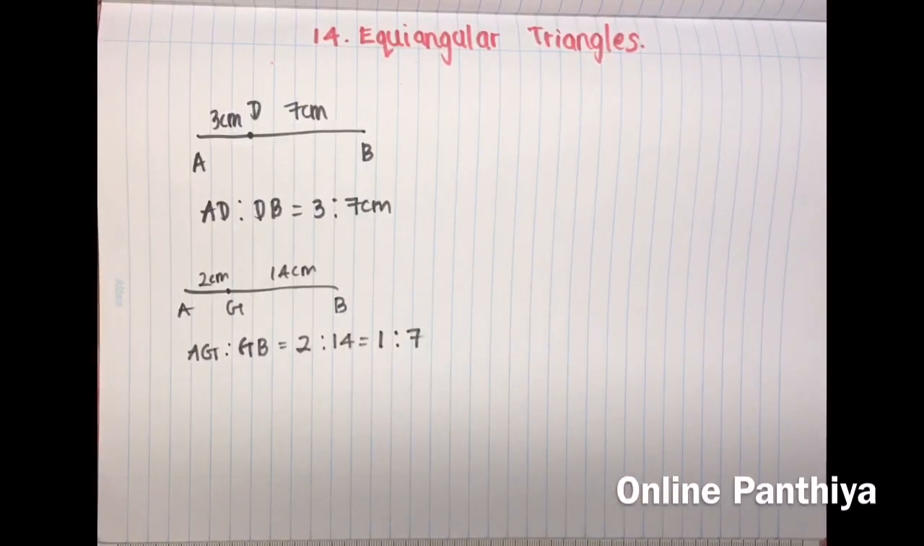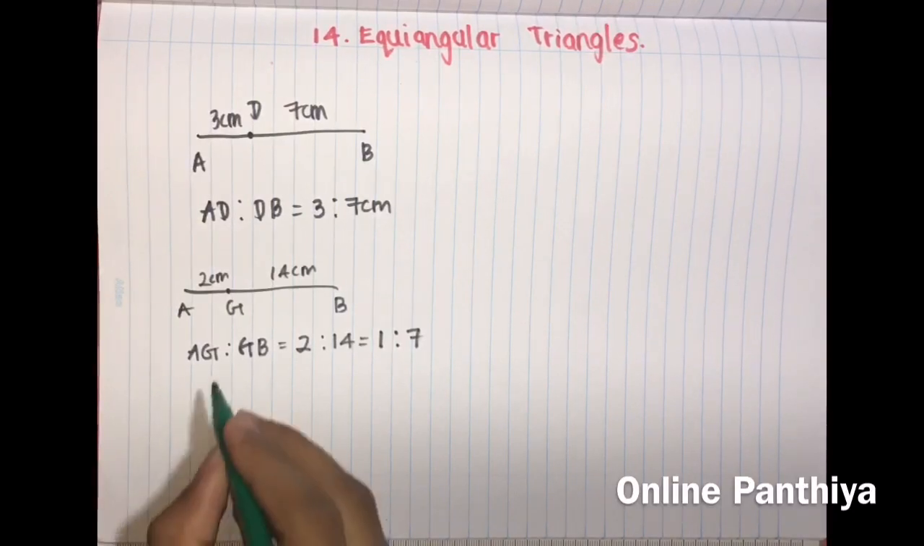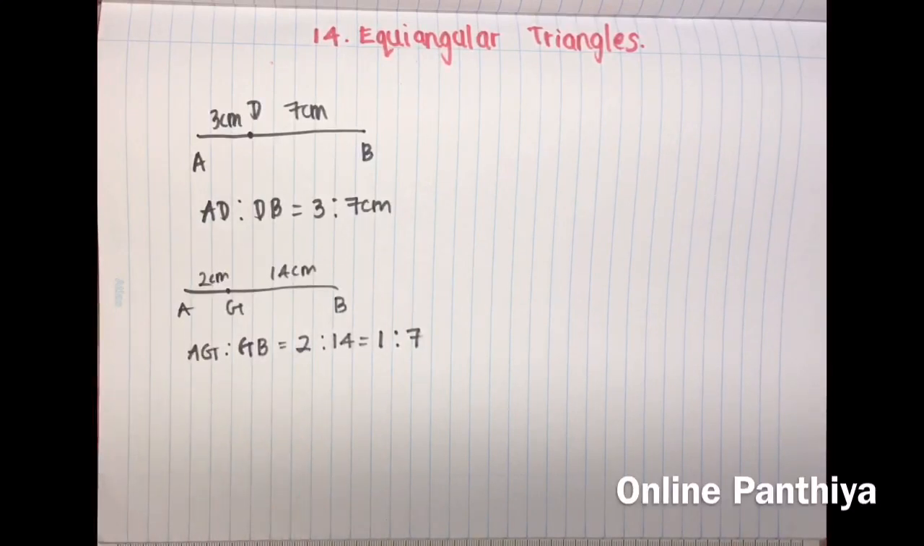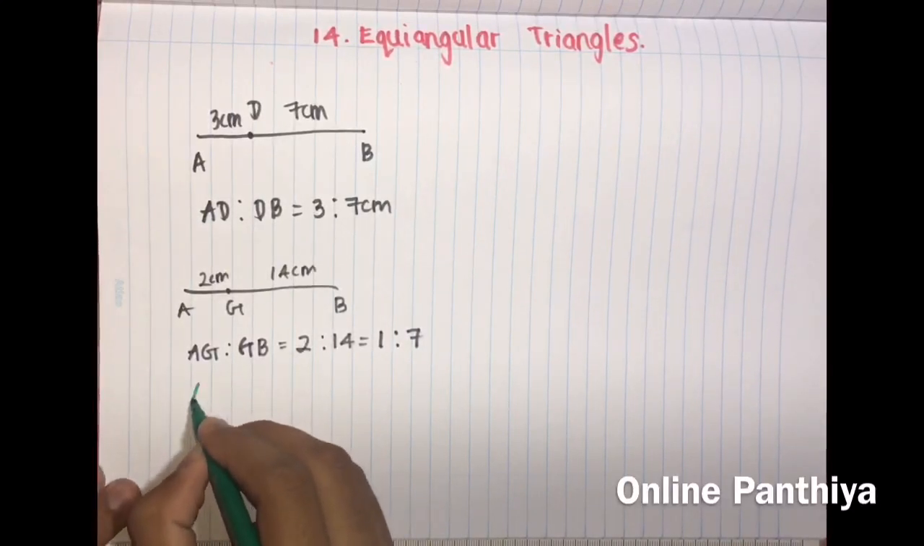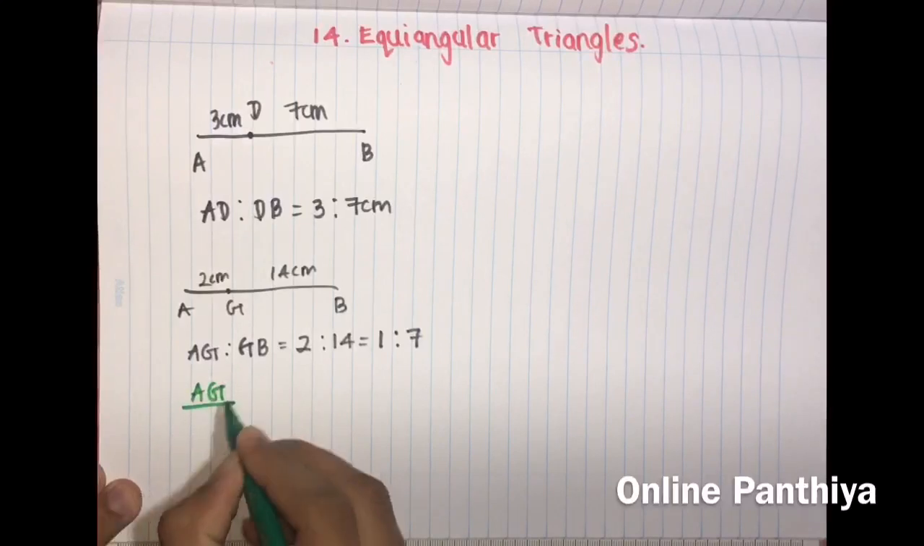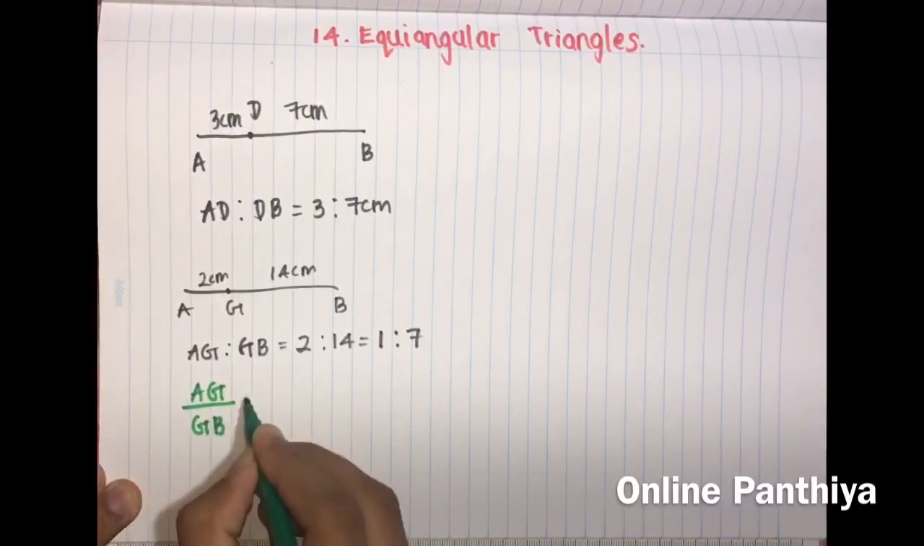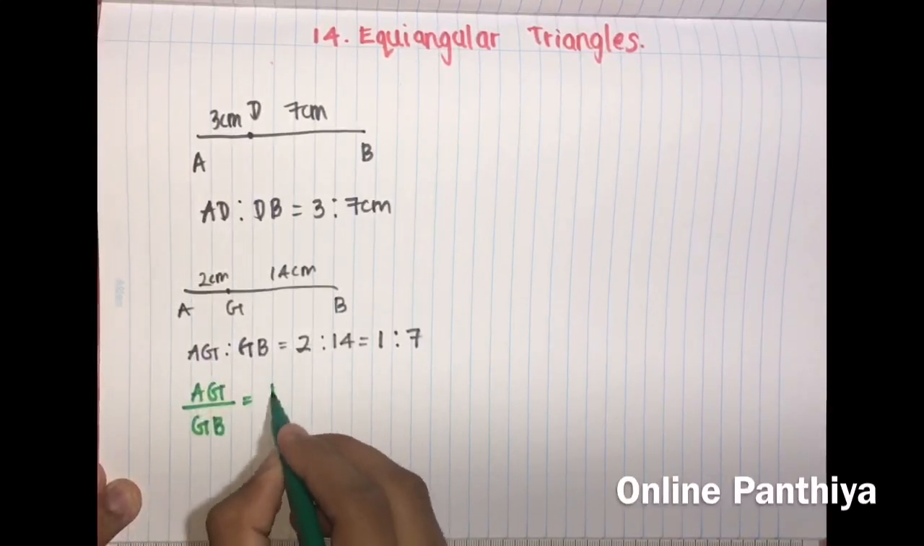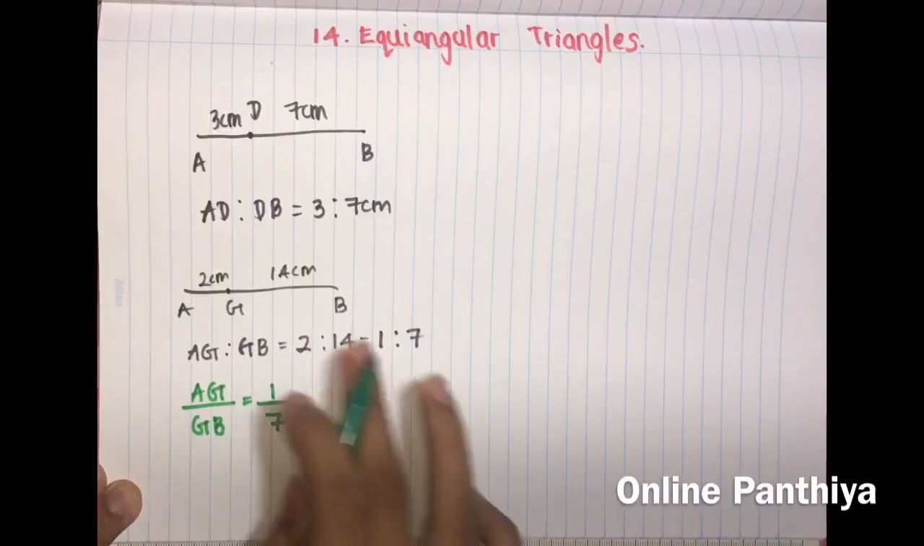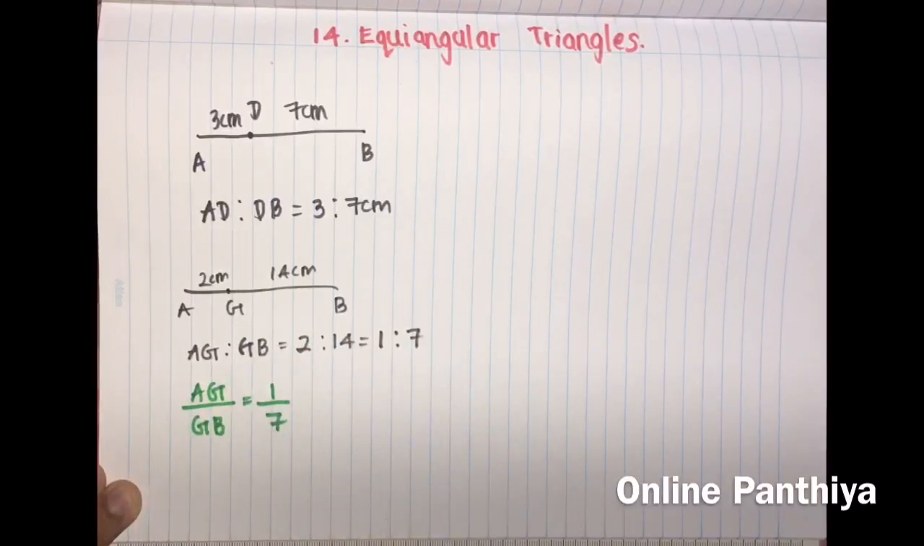The same thing can be written in fraction form. That is, you can write AG over GB is equal to 1 over 7. These things are important in order to learn this lesson. Is this clear? You can write it in fraction form also.